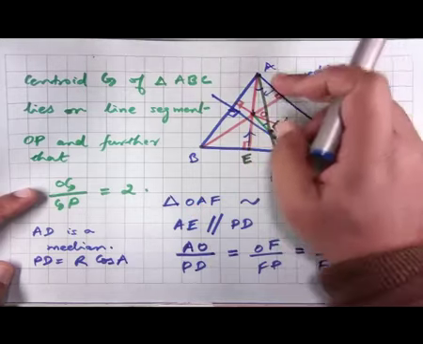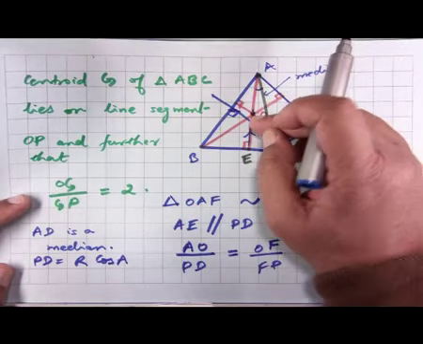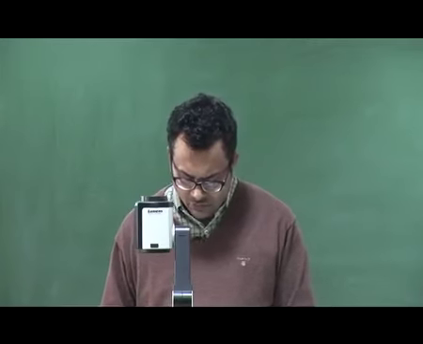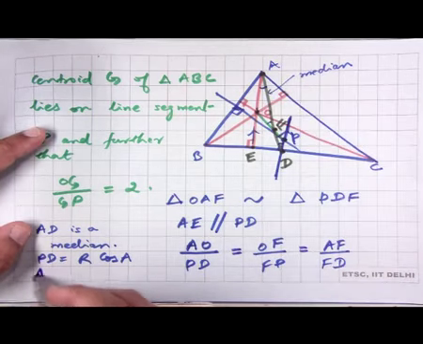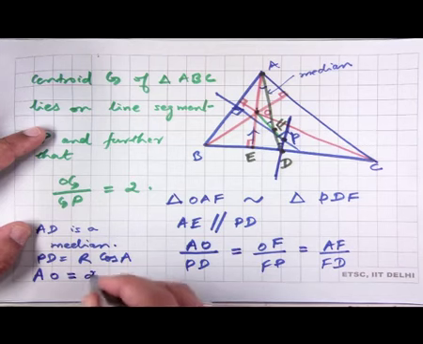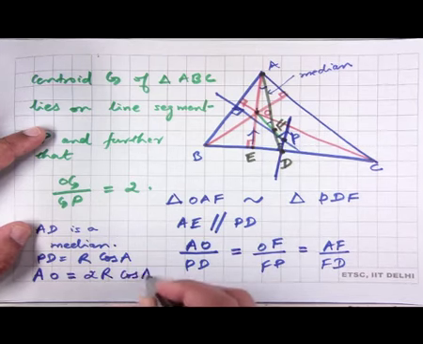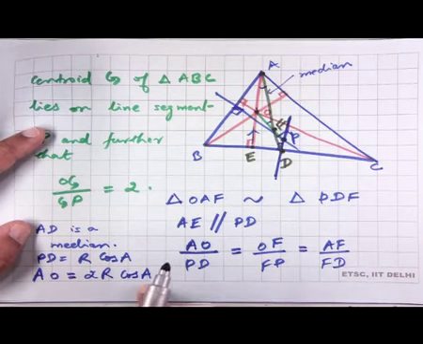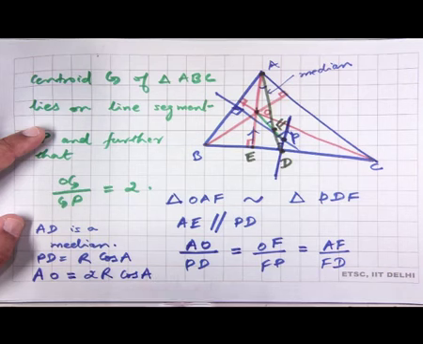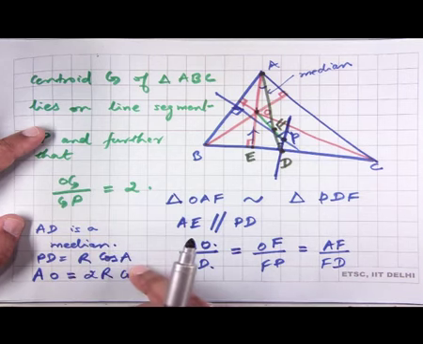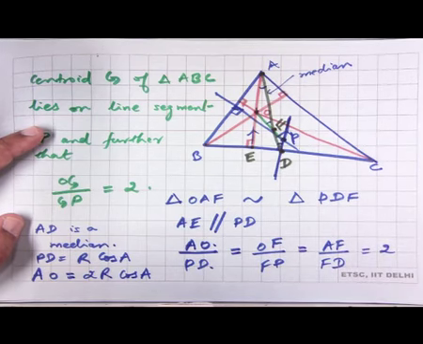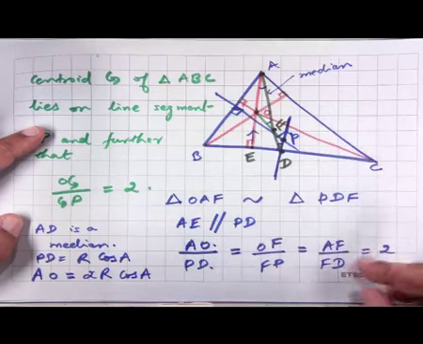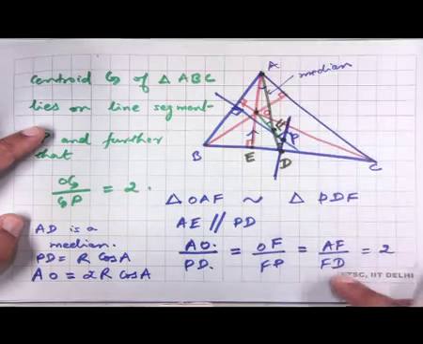Next, we will see the distance between the vertex A and the orthocenter O, and we have already seen in one of our previous lectures that this distance AO is in fact equal to 2R times cos A. So, if we substitute this AO with 2R cos A and PD with R cos A, then what we end up getting is that these ratios are equal to 2, and therefore AF, which is this distance, is twice FD.